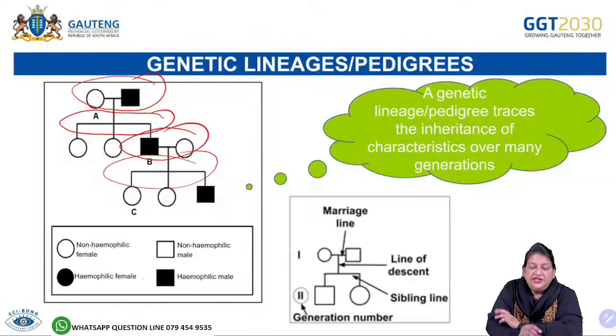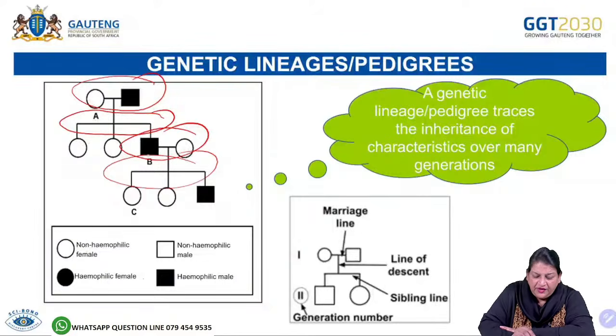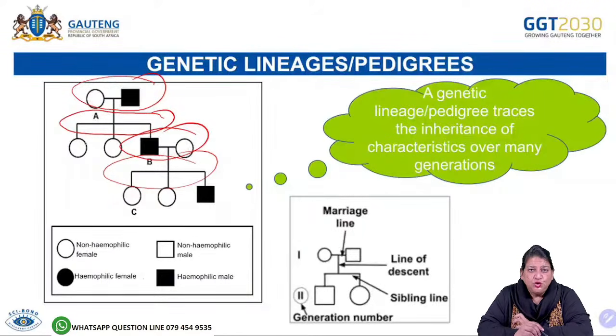This circle is a female. All circles are females. It can be granny, daughter-in-law, daughter, or mother. All squares are male. Could be father-in-law, grandfather, son, or father. Okay? Right. So this is a pedigree diagram. What does it show you? The inheritance of genes over generations.